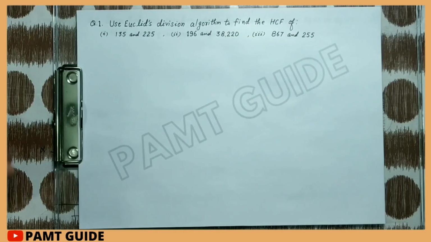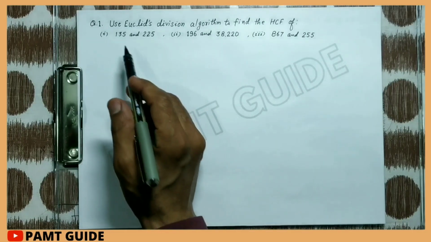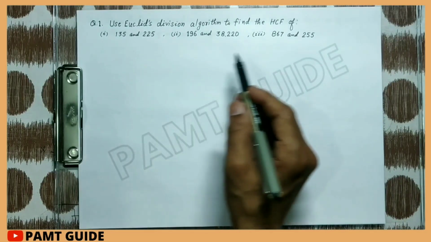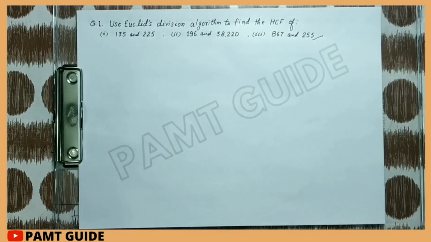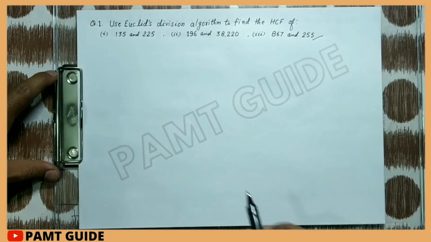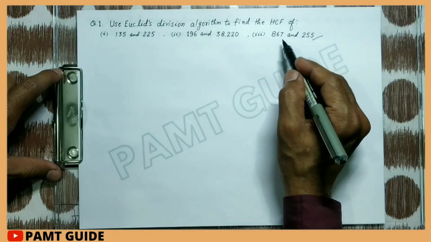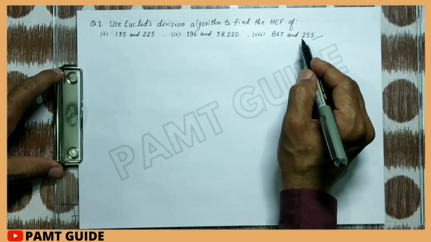The first question of exercise 1.1: use Euclid's division algorithm to find the HCF of the following. And we have solved earlier how we can find the HCF by the Euclid division method or long division method. Here are 3 questions. We solve one of them. We take the third question. We have to find the HCF of 867 and 255.